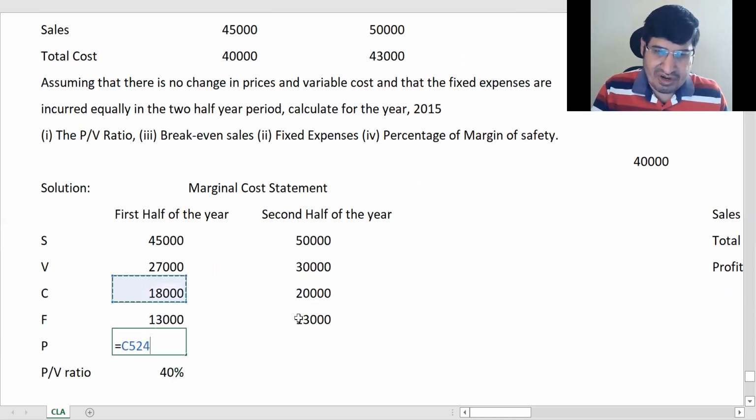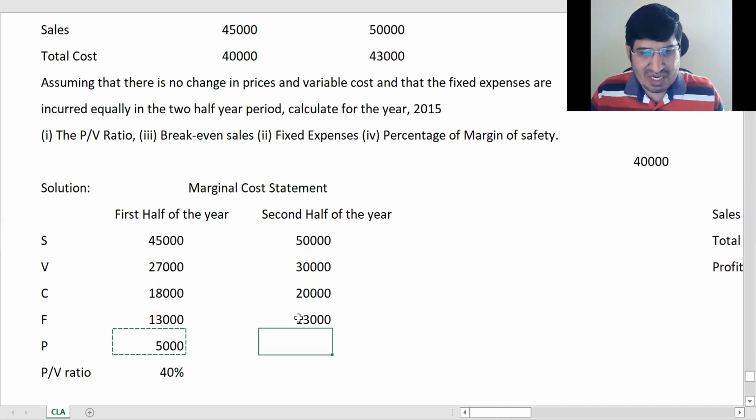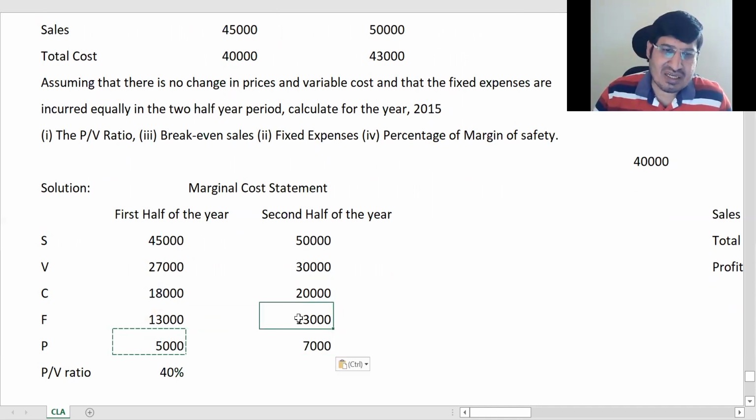Now find out your profit. Okay, so your marginal cost statement is now complete. This is the first half, second half.